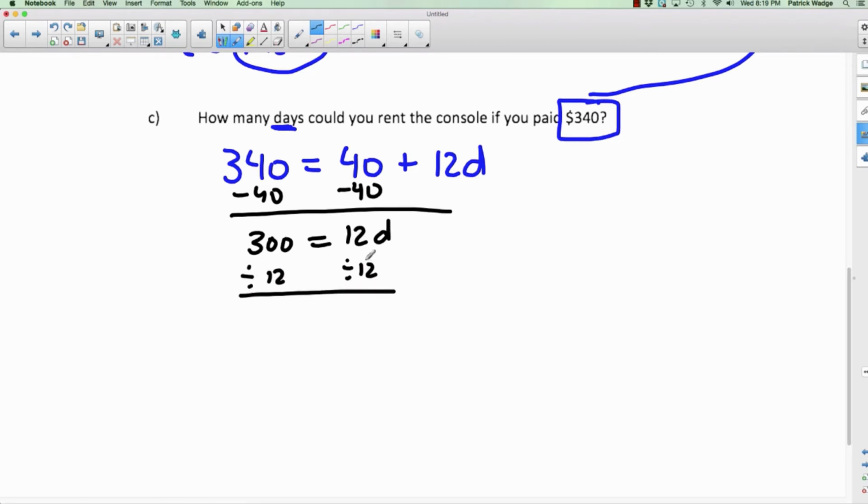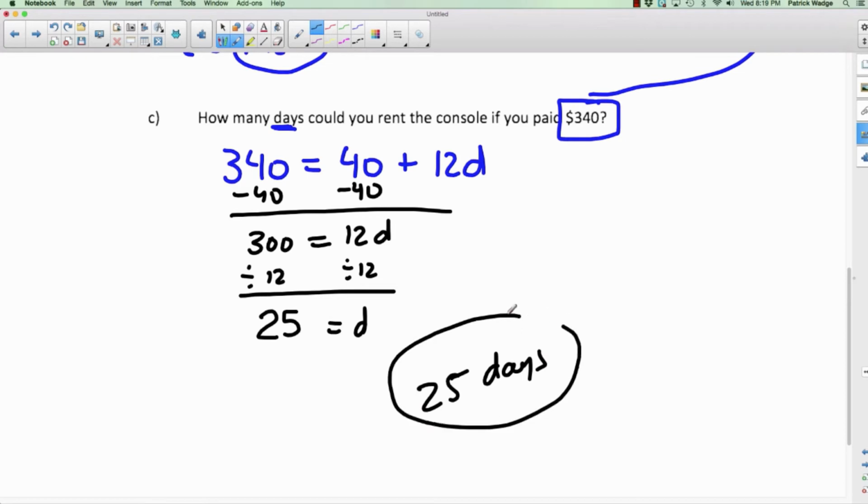12 divided by 12, that cancels out, so you're just left with D. And now you have to go 300 divided by 12, and that equals 25. If you don't believe me, pick up your calculator and you can try it. It equals 25. So you could rent the console for 25 days if you're willing to pay $340. Why don't you just buy the console rather than spending that much money for 25 days? Okay, those are the sort of questions you're going to do today.